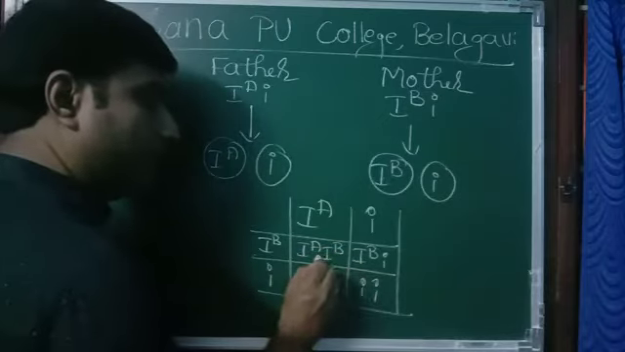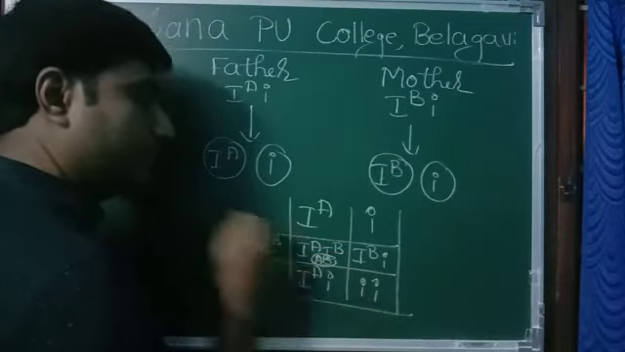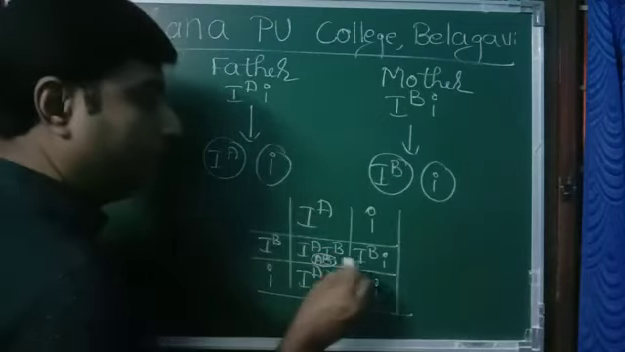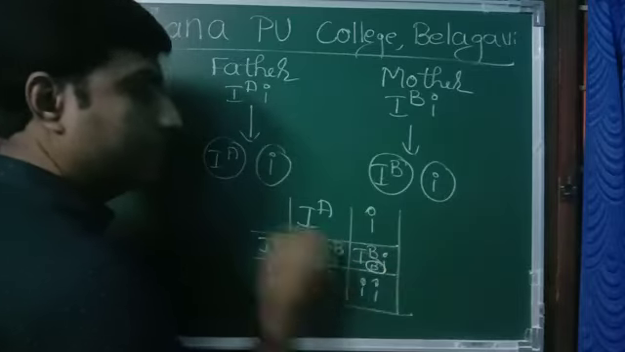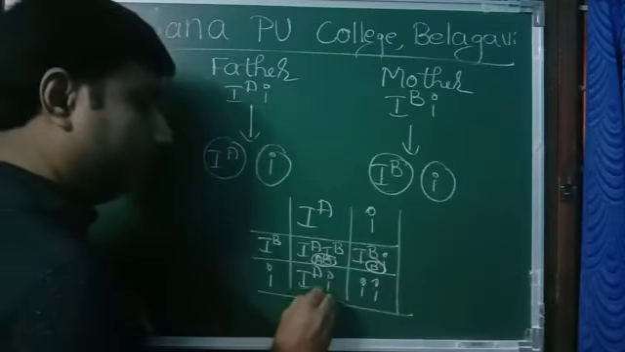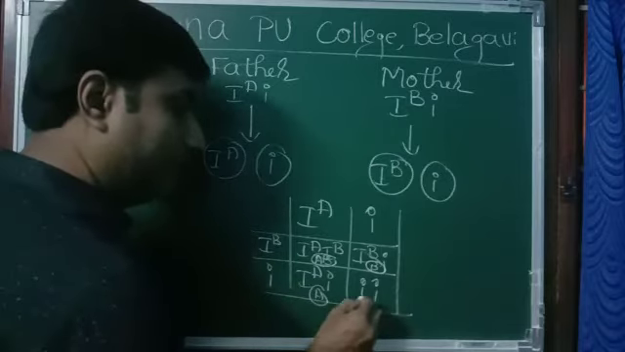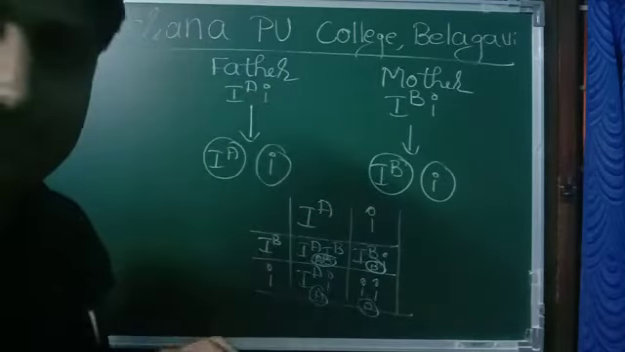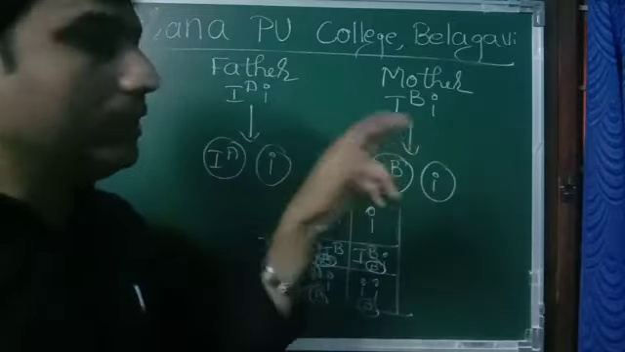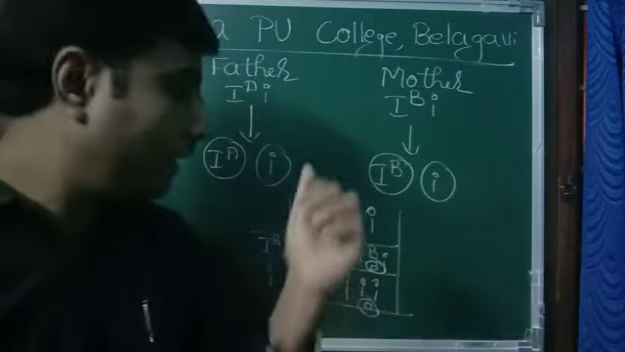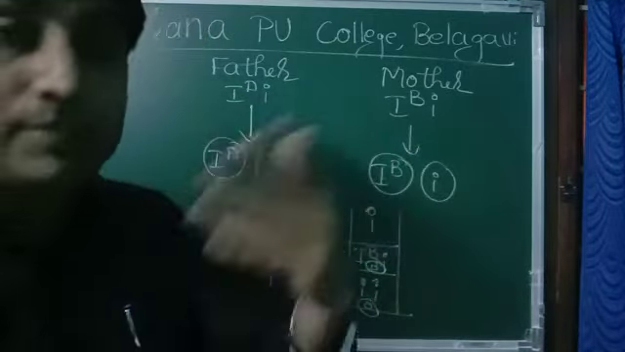This is blood group AB, means children can be of blood group AB. This is blood group B, children can be of blood group B. Children can be of blood group A, and children can be of blood group O. So if you know the blood group of father and mother, you can tell the blood group of their children.